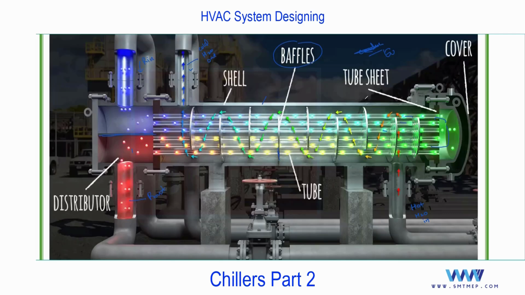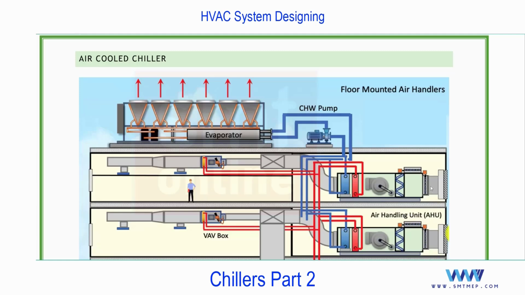And the same I'll show you in the air cooled chiller as well as in water cooled chiller. In air cooled chiller and in water cooled chiller, this we are using as evaporator. Plus in water cooled chiller, the same heat exchanger you'll find for condenser also. So I think you got the idea what is shell and tube heat exchanger. Next we'll talk about this air cooled chiller.